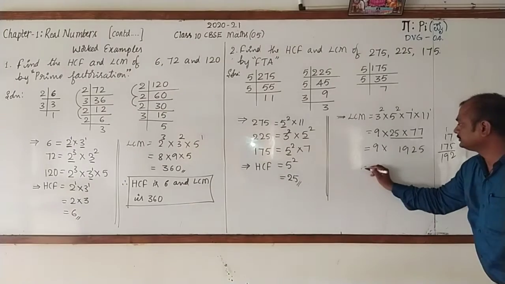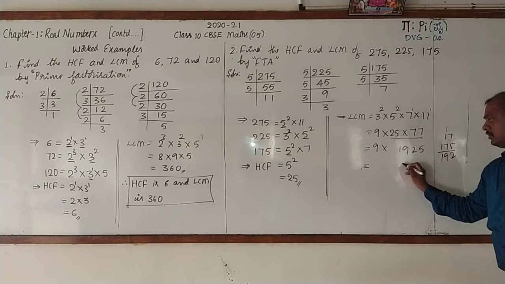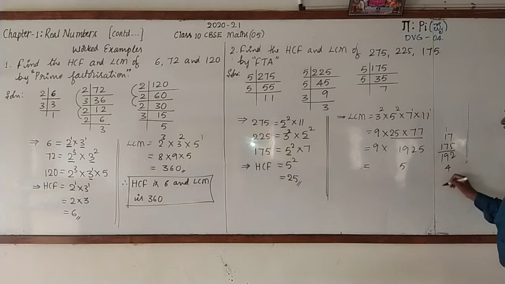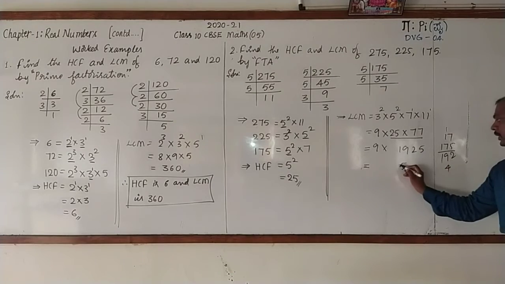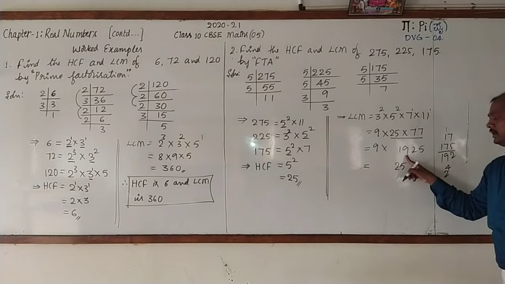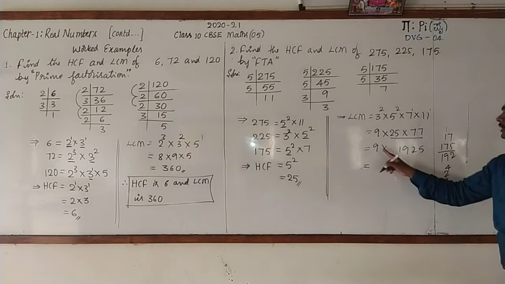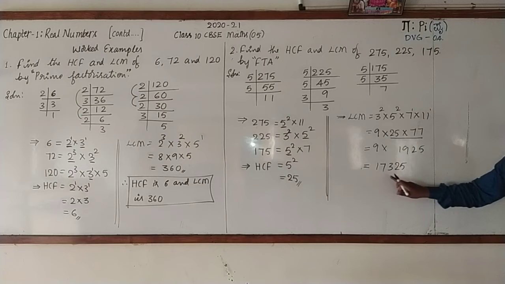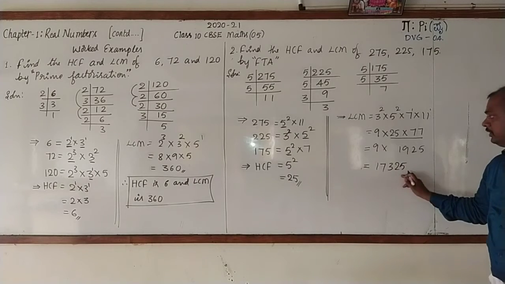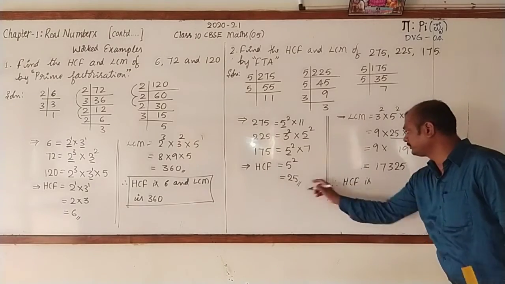Then go for multiplying this by 9. 9 5s are 45, 4 is the carry. 9 2s are 18, 18 plus 4, 22. 2 is the carry. 9 9s are 81, 81 plus 2, 83. 8 is the carry. 9 1s are 9, 9 plus 8, it is 17. So, 17,325. So, conclusion: therefore, HCF is how much?